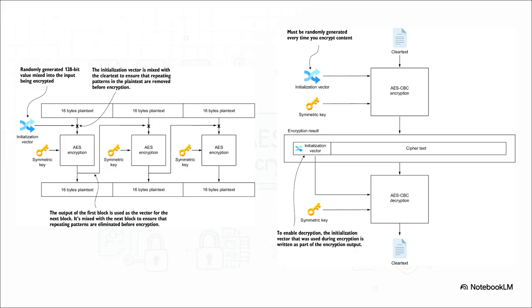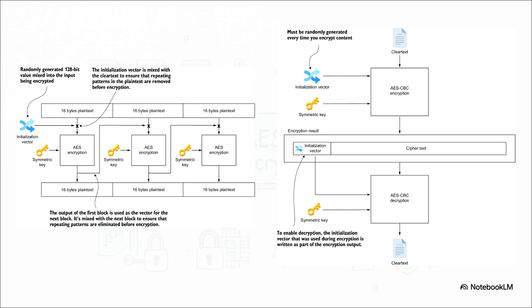So how do we actually fix ECB's predictability problem? Cipher block chaining, or CBC, was engineered as the evolutionary upgrade to completely defeat those repeating patterns. To prevent identical plaintext blocks from creating identical ciphertext blocks, CBC introduces something called an initialization vector, or IV. This is a purely random 128-bit value that gets mathematically mixed with the very first block of plaintext before the encryption even happens. Then, the real magic kicks in. The resulting ciphertext of that first block is fed forward and acts as the IV for the second block. This chaining process continues down the entire line of data, completely randomizing the output.